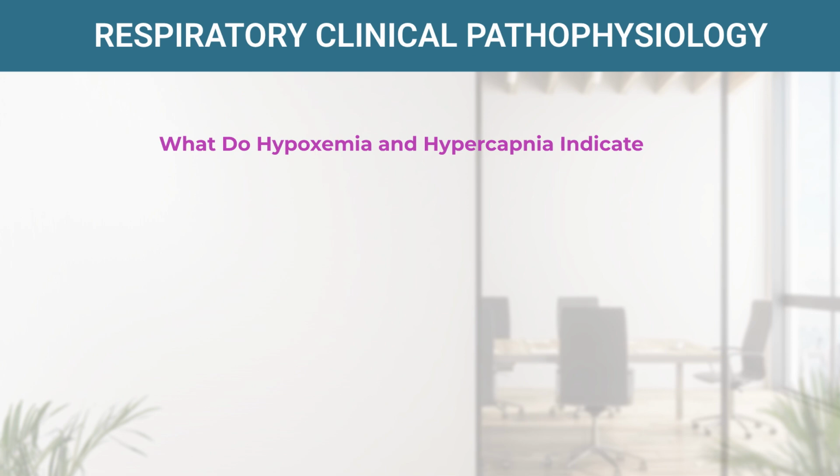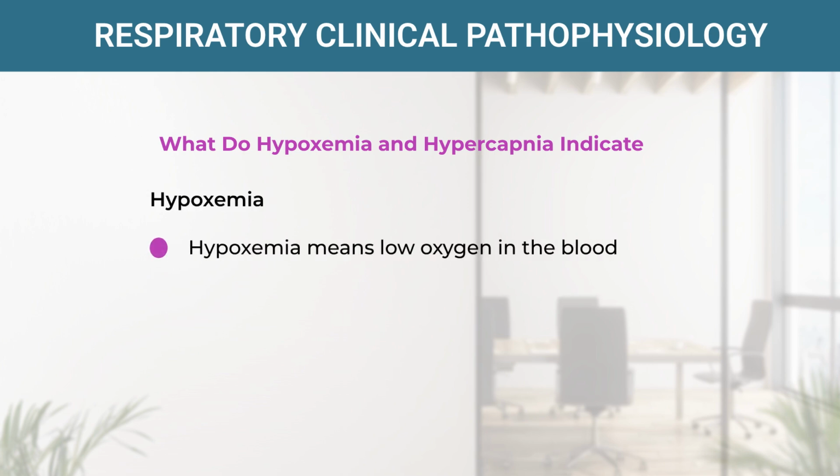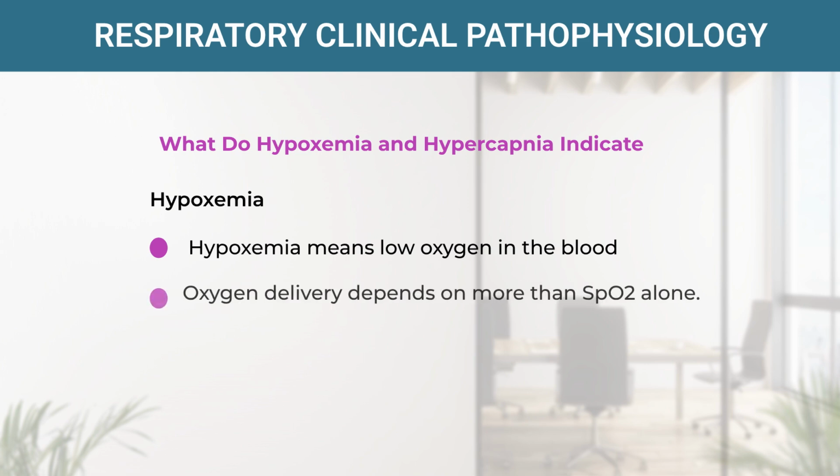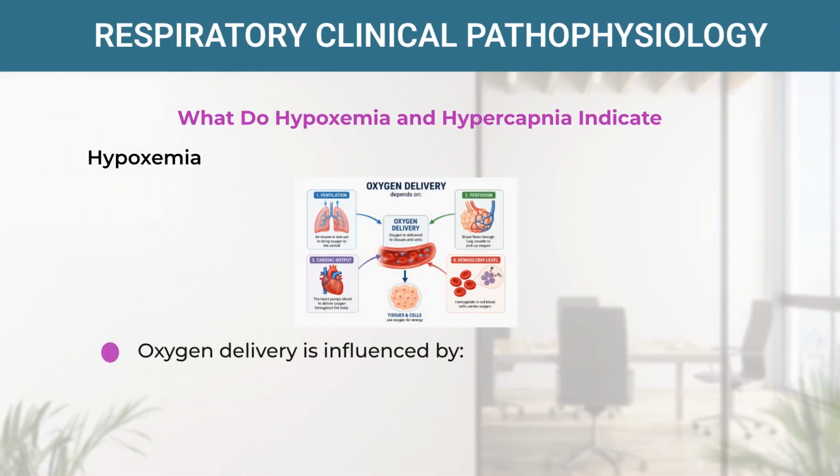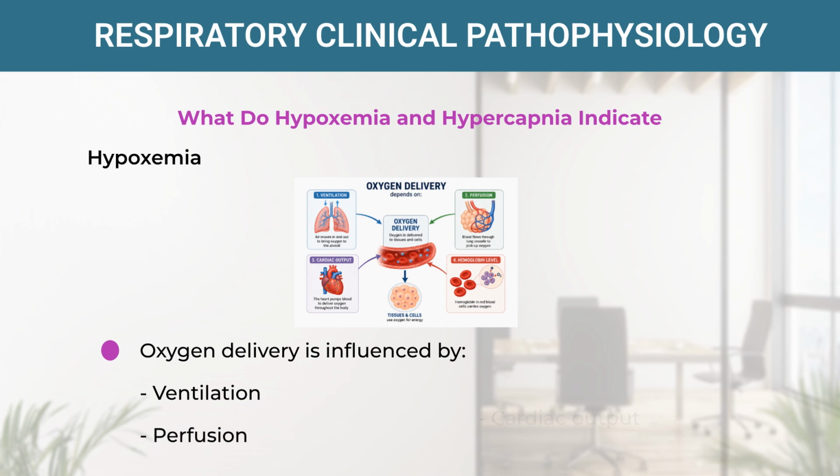What do hypoxemia and hypercapnia indicate? Let's start with hypoxemia. It means low oxygen in the blood. But oxygen delivery depends on more than peripheral oxygen saturation alone. Oxygen delivery is influenced by ventilation, perfusion, cardiac output, and hemoglobin level. So, oxygen can be administered and delivery can still fail if the mechanism behind oxygen transfer is impaired.